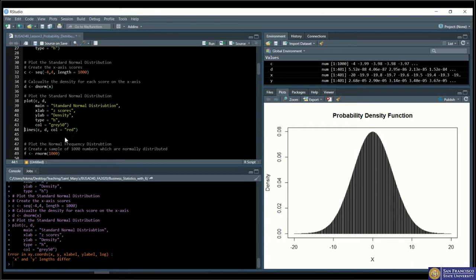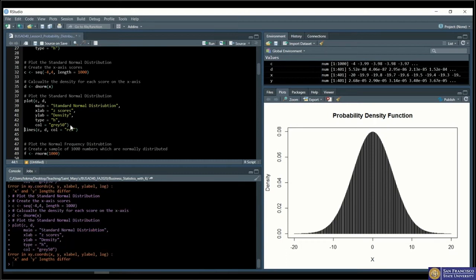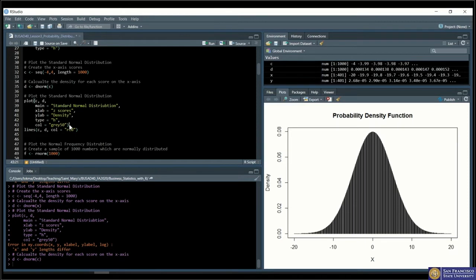Oopsie. So I guess something is wrong with this. Let me just do this one more time. So I have the C and D. And let's just run this. Oh, I can see what I did wrong. I have the x stuck here, so I'm supposed to use C, right? So every value from my x-axis and plot it to a y-axis. And I'm going to run this plot again.